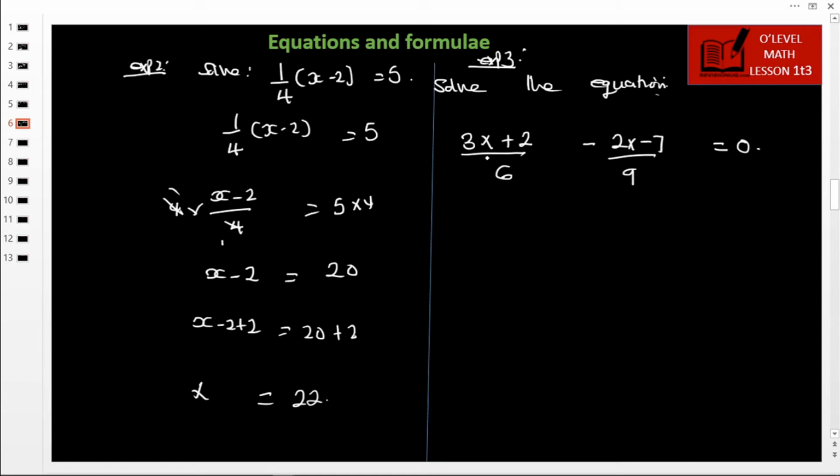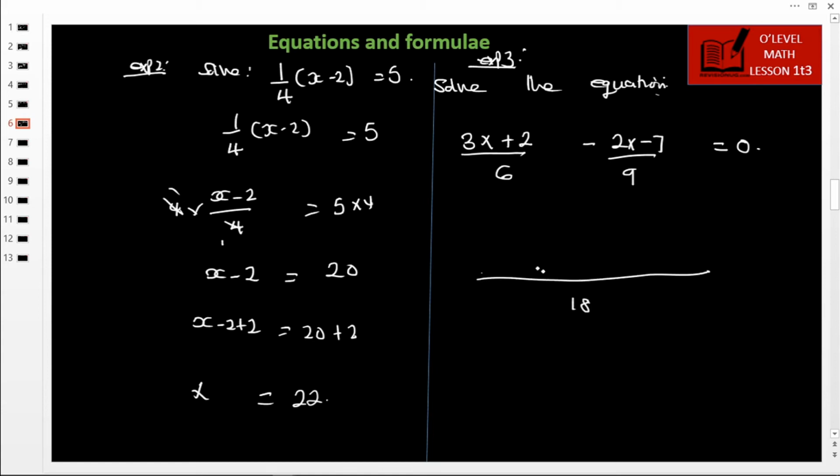So we can subtract the fractions, or we can multiply throughout by the LCM. Are you getting that? We can either multiply throughout by the LCM of 6 and 9 to remove the denominators, or we can work it out as the subtraction of fractions. So we have two ways to do this. Here I am going to use the LCM. The LCM of 6 and 9 is 18.